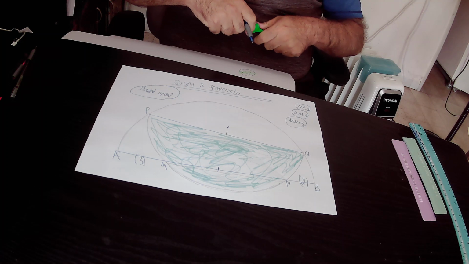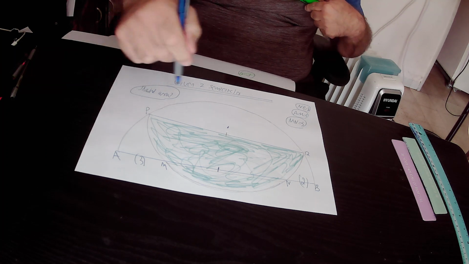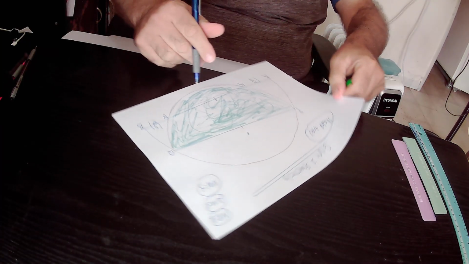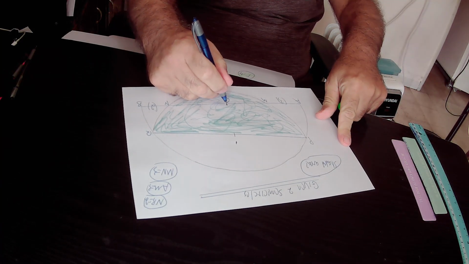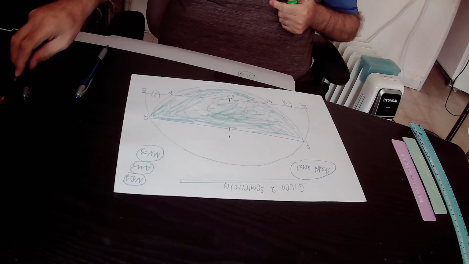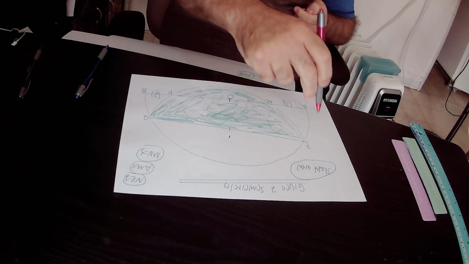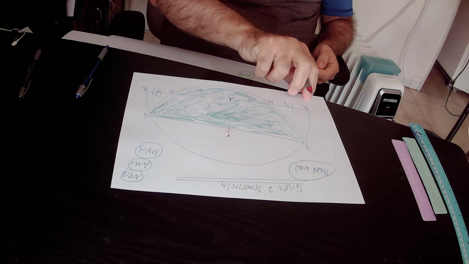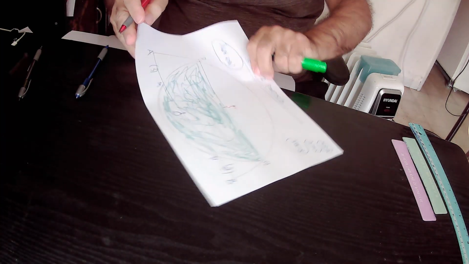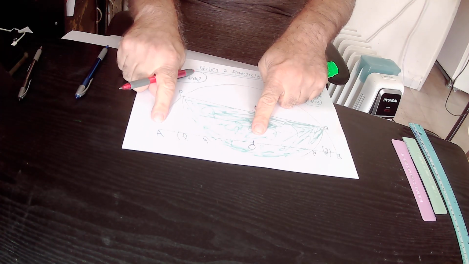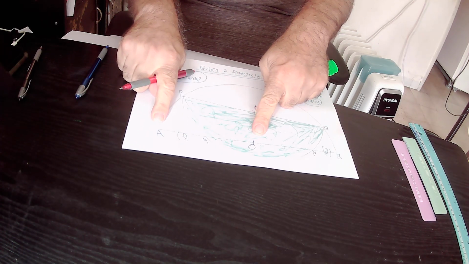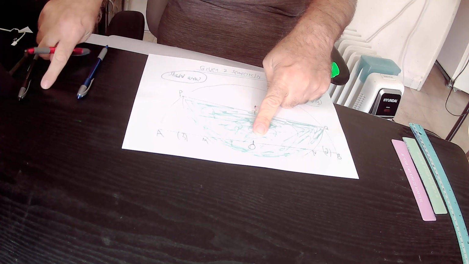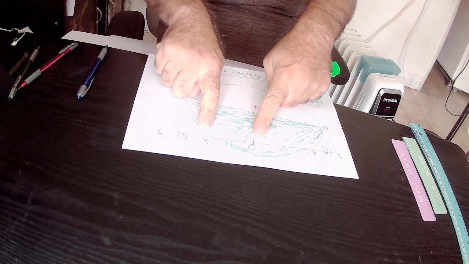We define the center of this big semicircle. This point is point O. We define the center of this small semicircle. This point is point S. AO is the radius of this big semicircle, equal to 4. So what is the length of this line segment MO?